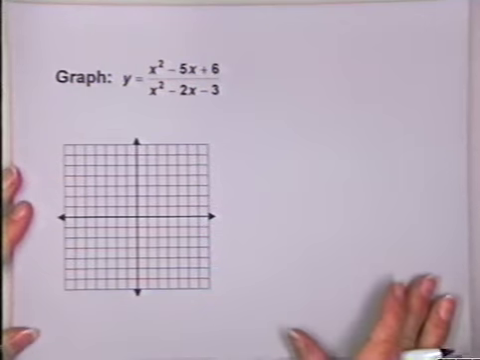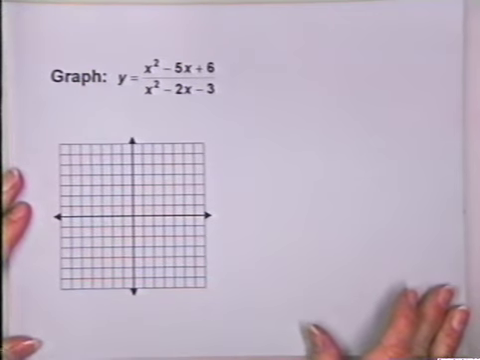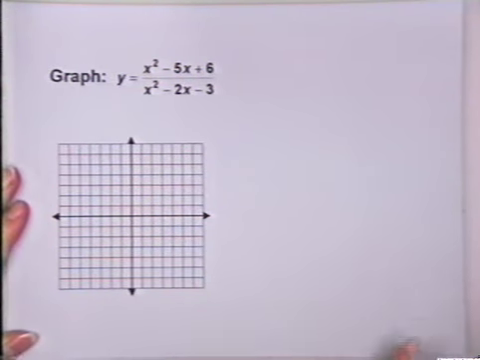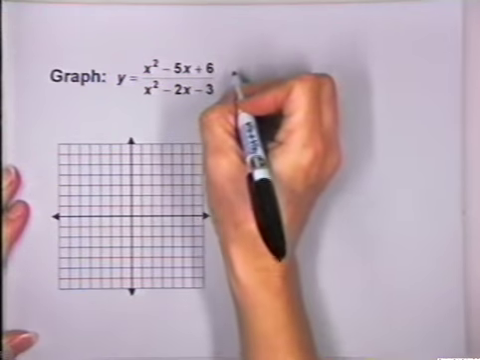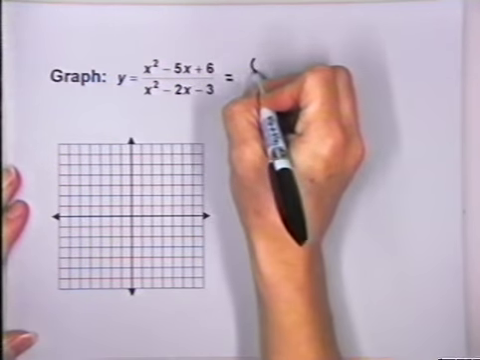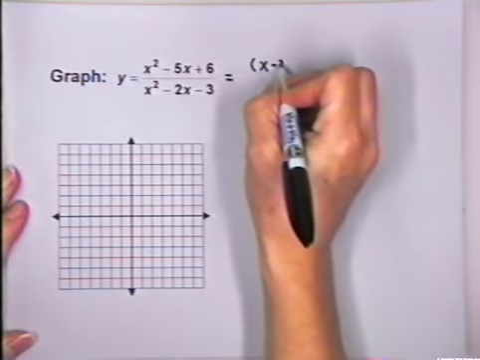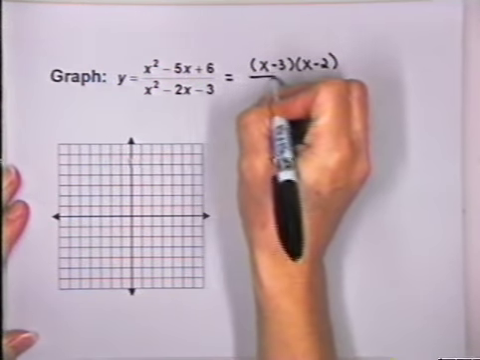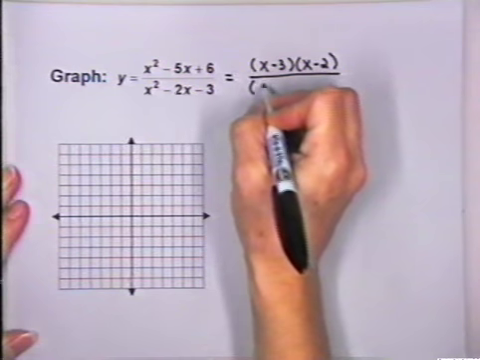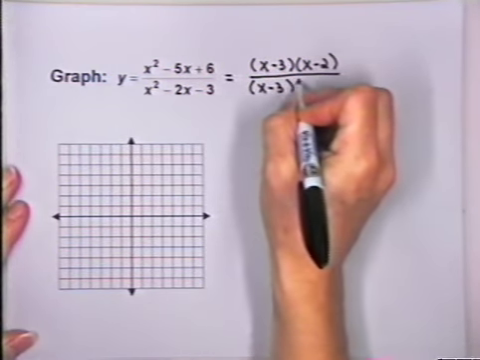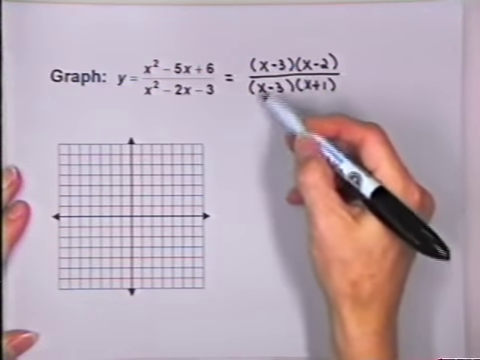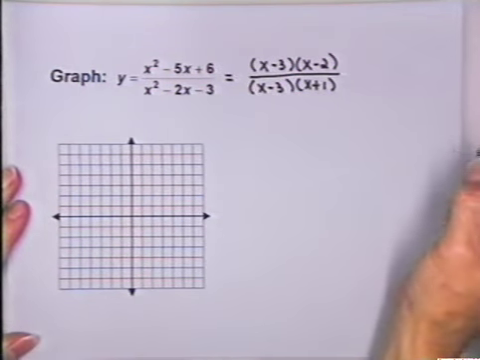Graph y equals x squared minus 5x plus 6 over x squared minus 2x minus 3. Now, I believe both the numerator and the denominator here will factor. So let's do that first. The numerator will factor into x minus 3 times x minus 2. The denominator will factor into x minus 3 times x plus 1. Do you see that common factor right there? We're going to deal with that in a minute.